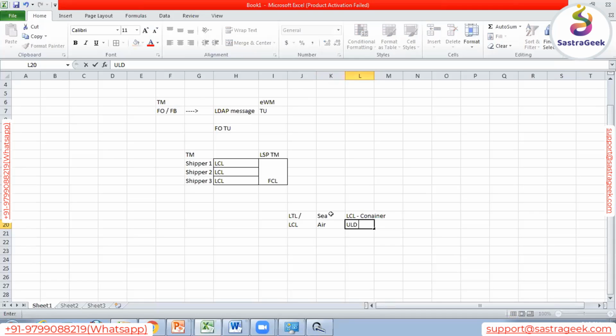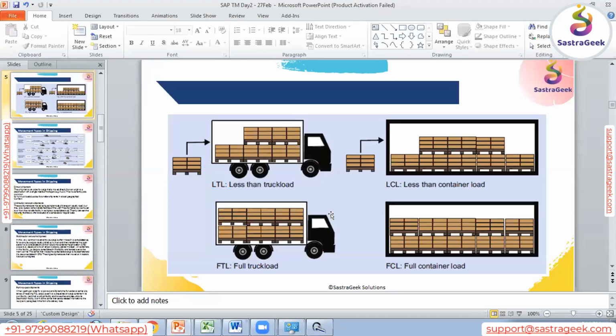It's unit load device. If you have seen in an aeroplane, they have some tin boxes which are very oddly shaped. Those are not called containers, but they are called ULDs. ULDs, okay. But it's not restricted. It's just a nomenclature, how you want to simplify it.